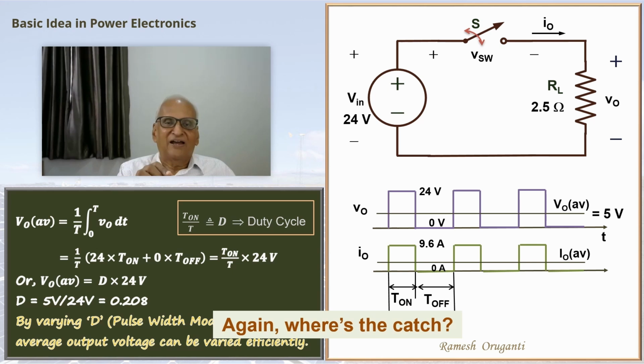The catch, as you can see, is that I'm not getting a good DC voltage. Instead, I'm getting this funny waveform that goes between 24 volts and 0 volts. We would expect a constant DC voltage to be applied to the circuit. From this wavy waveform, we should extract the desired DC voltage out.